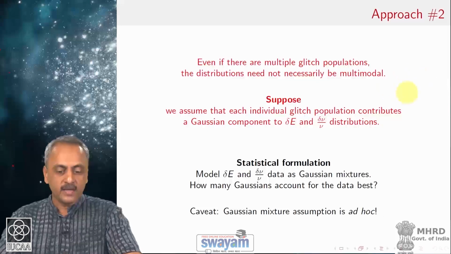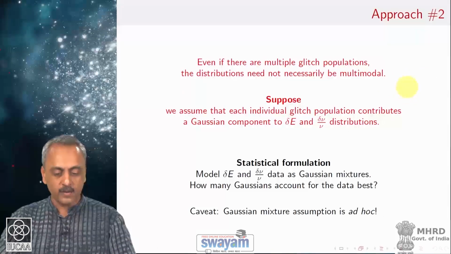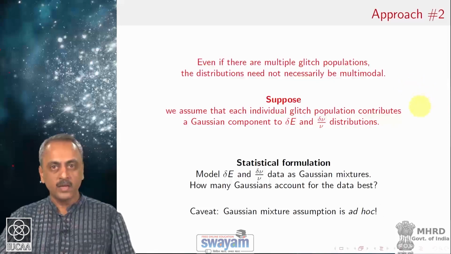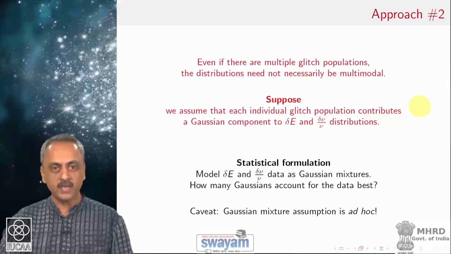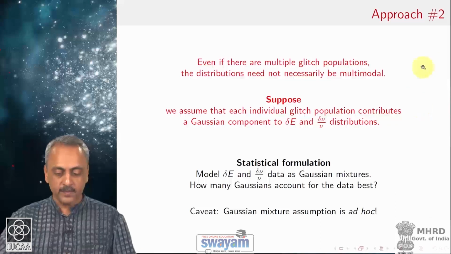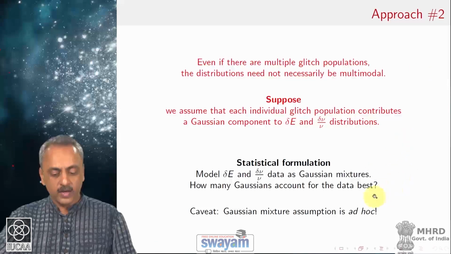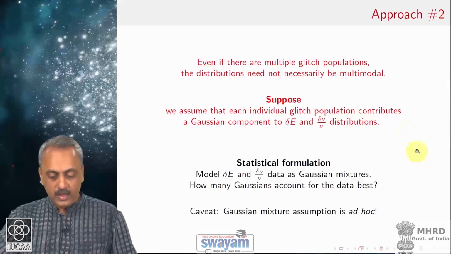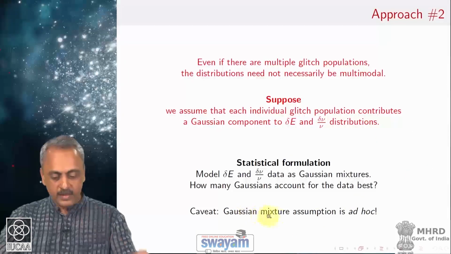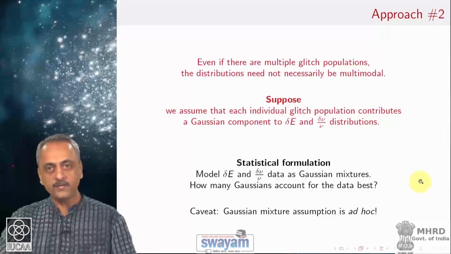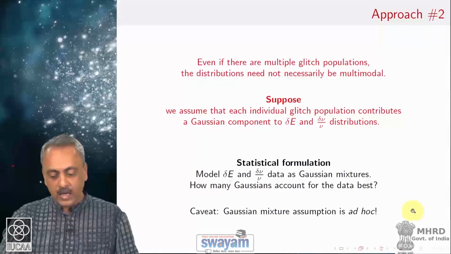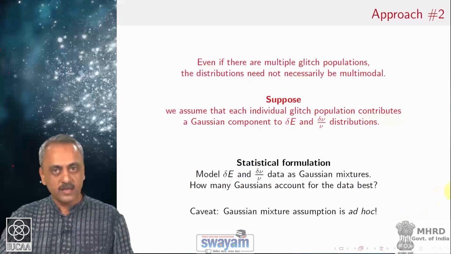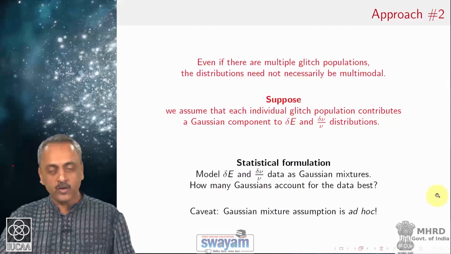The statistical formulation that arises from this is to model both delta E and delta nu by nu as Gaussian mixtures. Gaussian mixture models, we will talk about them in a minute. Then the question is to figure out how many Gaussians in the mixture account for the data best. The caveat here is that this assumption of Gaussianity for each glitching population is probably not justified. I am not sure about that, but this is just done in the spirit of exploration.